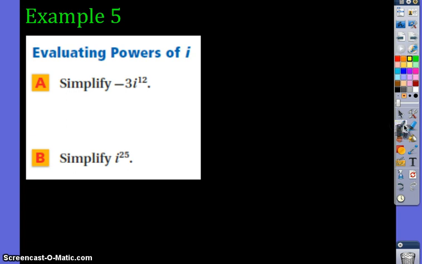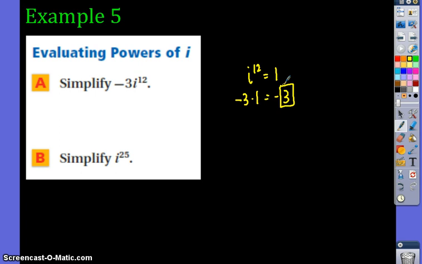All right, so simplifying powers of i. So here we have negative 3i to the 12th. And we need to remember our pattern that we saw on the previous page, that when we had multiples of 4, that wound up being a 1. 12 is a multiple of 4. So that means that i to the 12th power is really just 1. So this is going to wind up being a negative 3 times 1, which is negative 3.